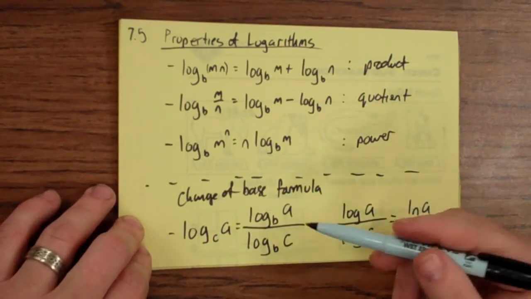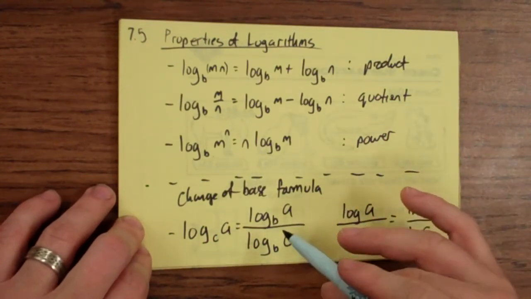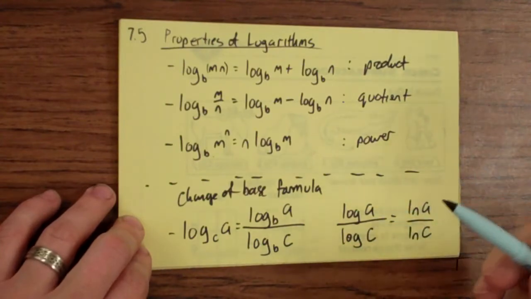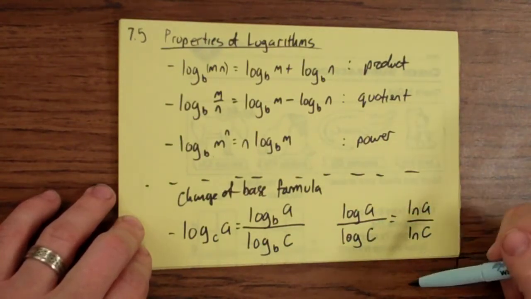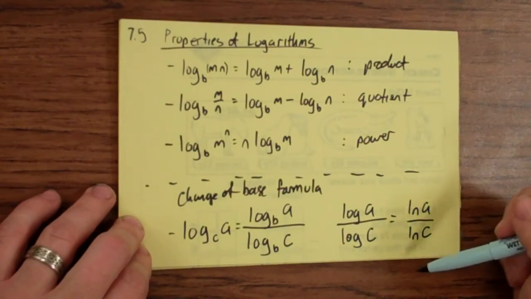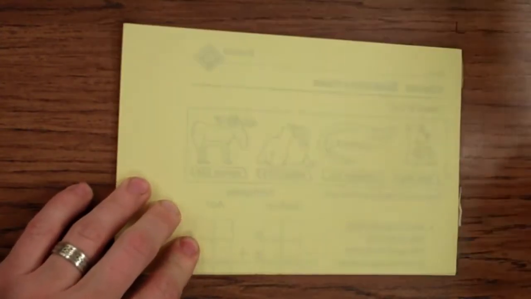if you want to find log base 5 of 3, then you take the log base 10 of 3 over the log base 10 of 5, or the natural log of 3 over the natural log of 5. Okay, so those are the properties, and what we're going to do now is prove those properties.